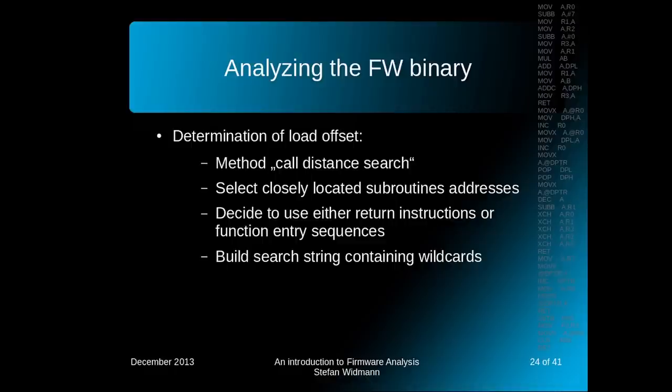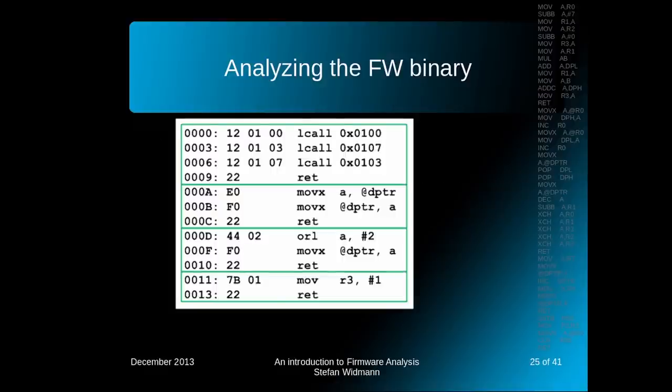We will select closely located subroutine addresses, and we have to decide either to use preceding return instructions in front of the subroutine or the start of the function entry sequence. We build a search string containing wildcards, and then we search. Okay, now we do that together. I've prepared an example. This is 8051 code. The 8051 core is very old. It's an 8-bit controller, but it's still widely used in the field because it is cheap as dirt. And you can implement it wherever you want.